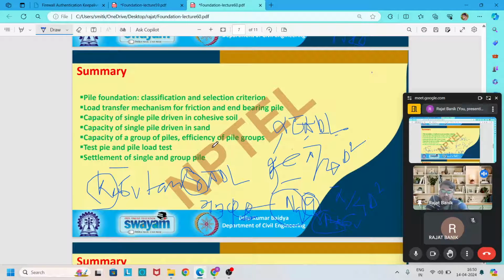Then we study the different types of settlement of the pile, for single pile and group pile, either elastic settlement or consolidation settlement. In elastic settlement, the settlement occurs in three ways: the settlement along the length of the pile due to the pile material, the settlement surrounding the pile due to the friction on the pile, and settlement at the base of the pile due to the end bearing load.